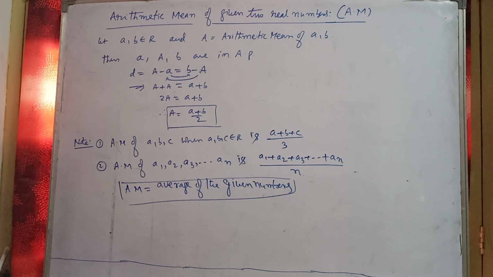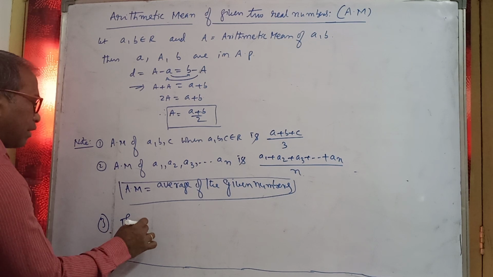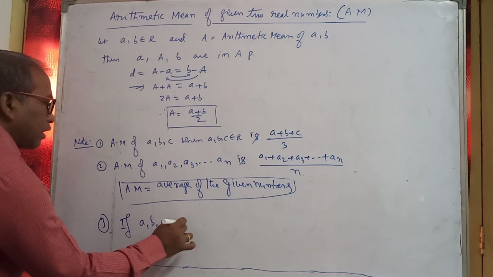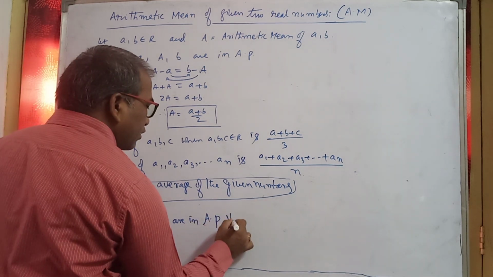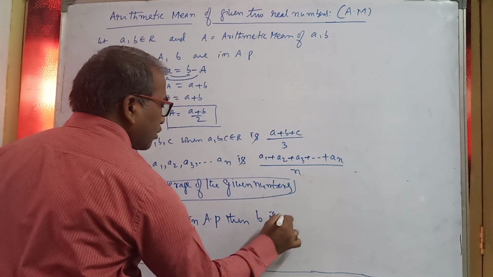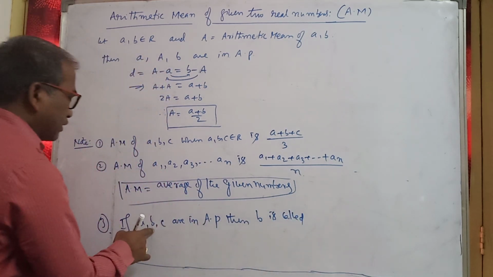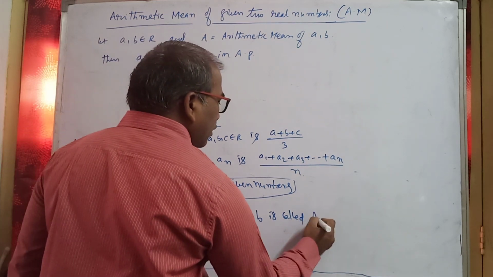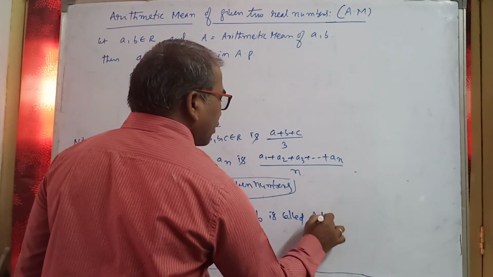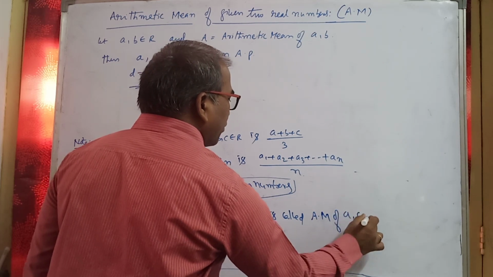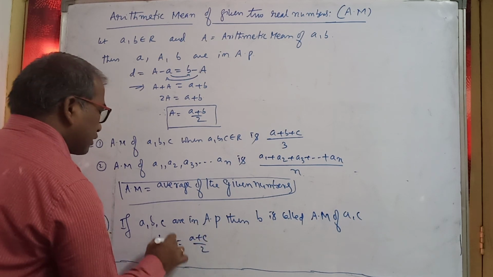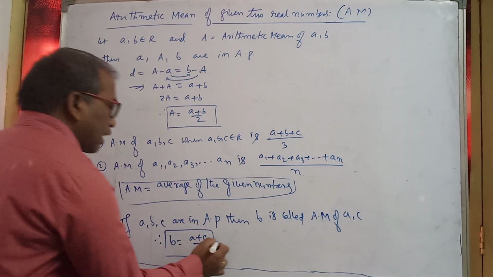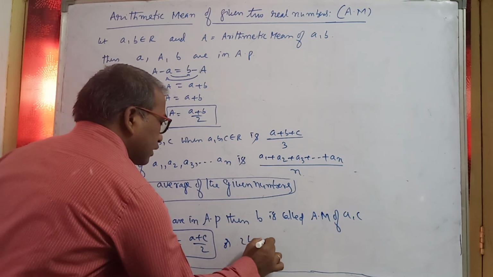In general, you can remember the AP condition. If three numbers a, b, c are in AP, b is called the arithmetic mean. The middle number is always called the AM of these two, AM of a comma c. Therefore, b can be written as (a plus c) by 2. Or else we can write 2b is equal to a plus c.